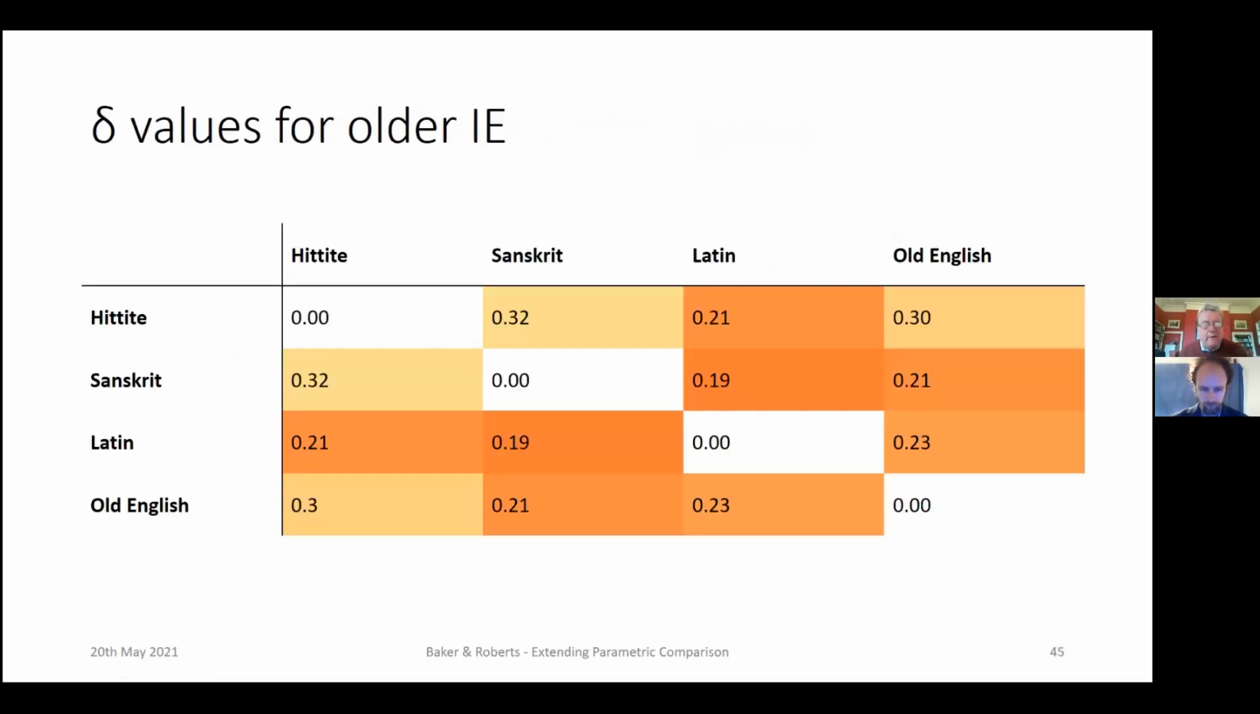Now here's a very, very preliminary set of delta values for the older Indo-European languages, because there are only 4 languages that we've done this for. We get one interesting result from this, and that is that Hittite tends to come out as a bit of an outlier, certainly in relation to both Sanskrit and Old English, less so in relation to Latin. But of course, this parallels the general consensus among Indo-Europeanists that the Anatolian branch was the first to split off from core Indo-European. Sanskrit, Latin, and Old English are pretty close to one another, which again is a good result.